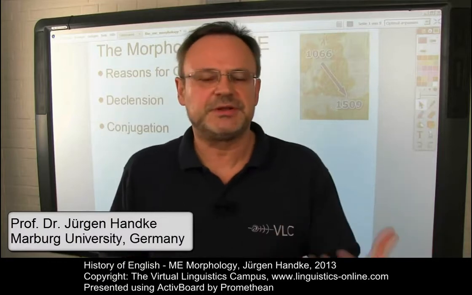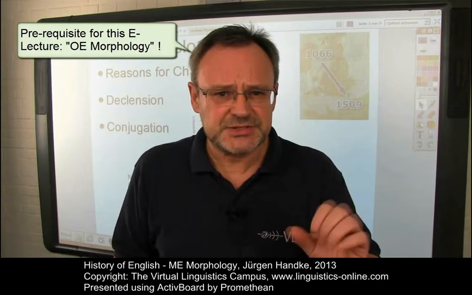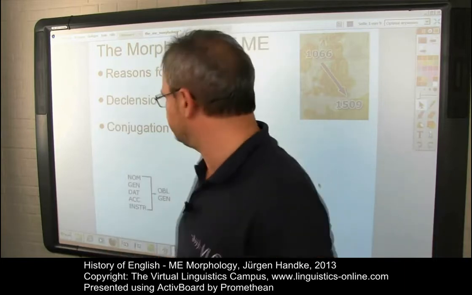The Middle English period is marked by the great reduction in the inflectional system inherited from Old English. This tendency was accelerated by the social upheaval and the mixture of tongues that the Norman conquest brought about. But it was already noticeable in Old English from the end of the 10th century. This e-lecture summarizes the main developments in Middle English morphology.